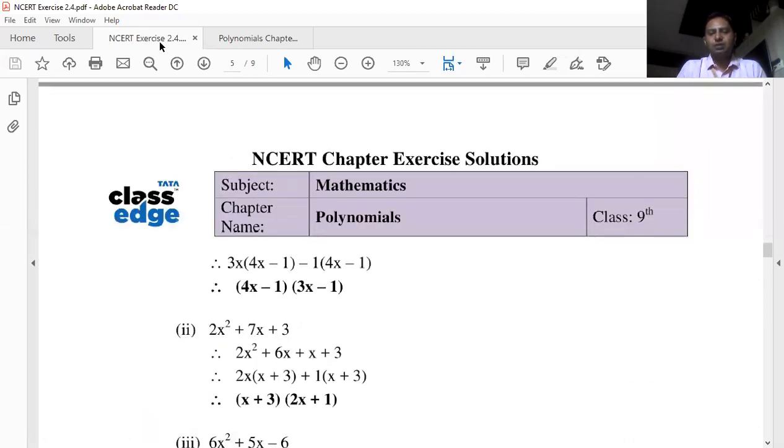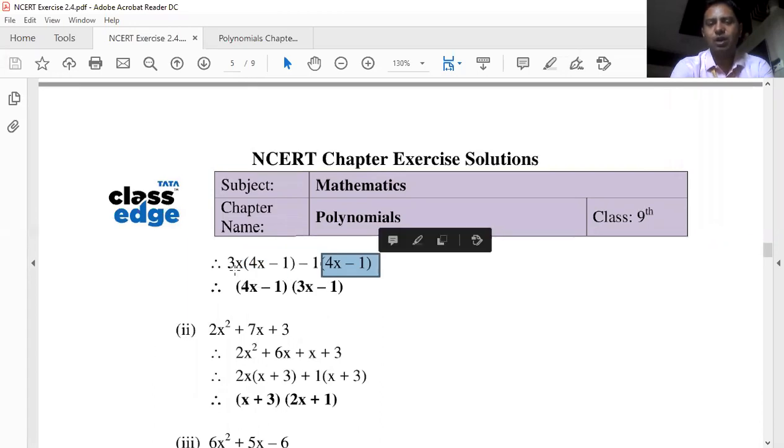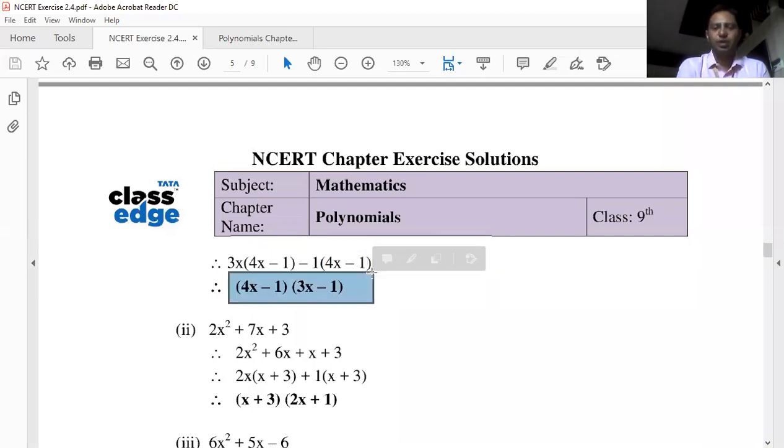Now for the factors, we can take 4x minus 1 common. Here we have 4x minus 1, and here also we have 4x minus 1. So we can take 4x minus 1 common from these two terms. We're left with 4x minus 1 common, and left with 3x from here and minus 1 from here. So 4x minus 1 and 3x minus 1 is the factorized form of the given polynomial.